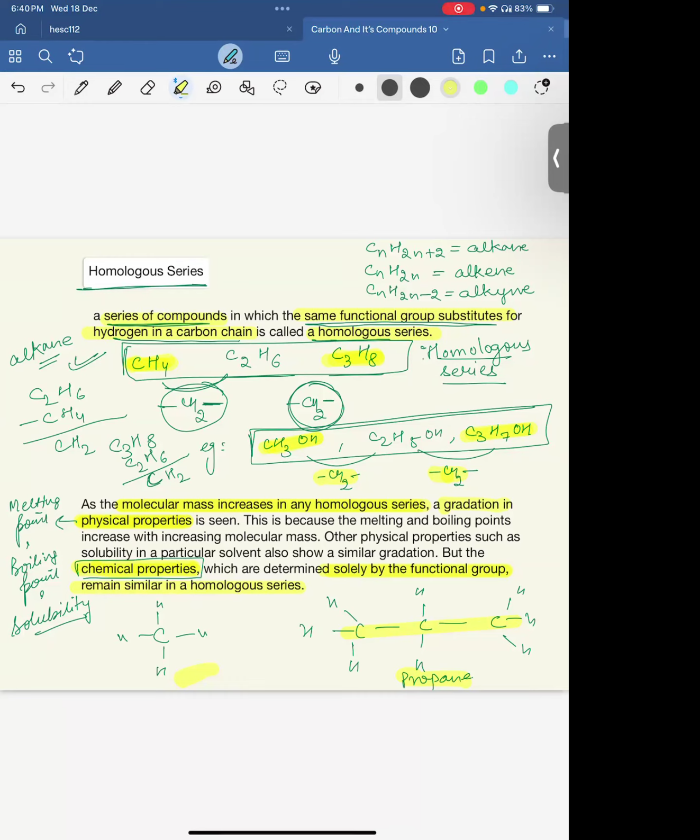Okay, I'm explaining this key concept. You can have a question in the exam like this: whether physical property changes with molecular mass in a homologous series, or chemical properties. Can you answer that now?